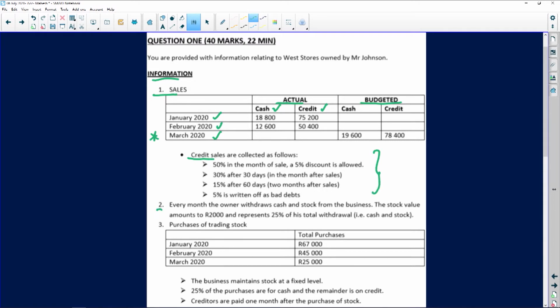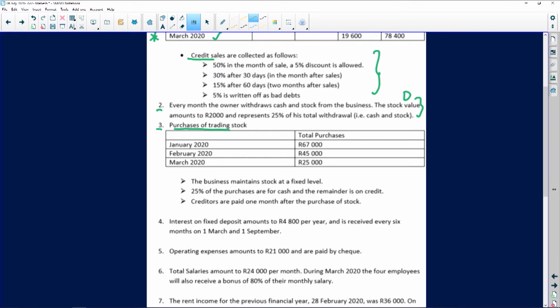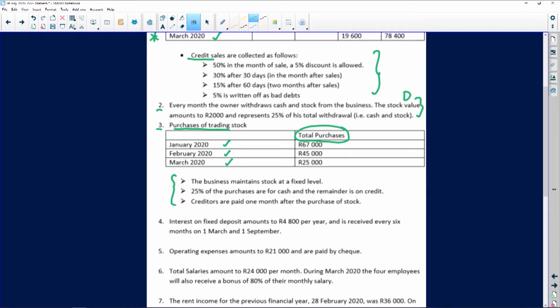Second bit of information, every month the owner withdraws cash and stock. Immediately this bit of information is in terms of drawings. Information number 3 deals with purchase of trading stock. They talk about the stock purchased for the month of January, February, and March, and they're giving me total purchases. Unlike sales, they haven't split this into cash and credit. The next bit of information still deals with stock, and we'll tackle that later on.